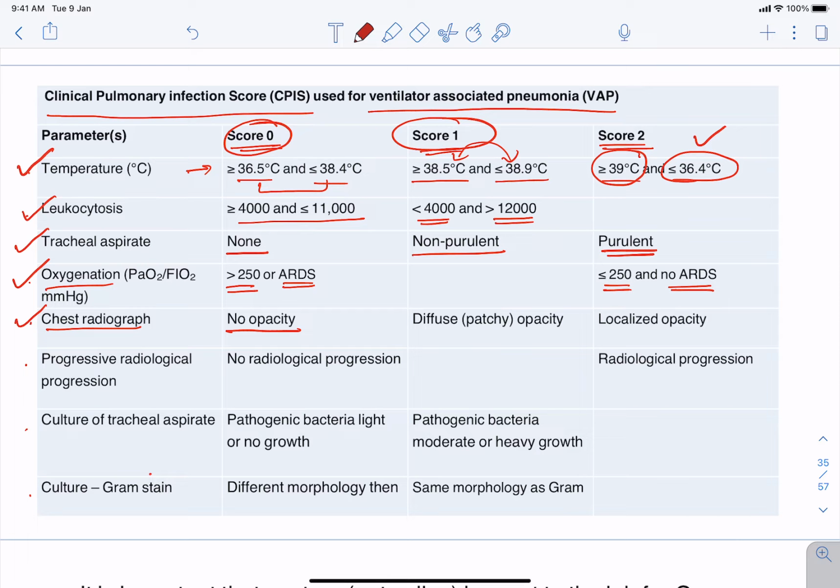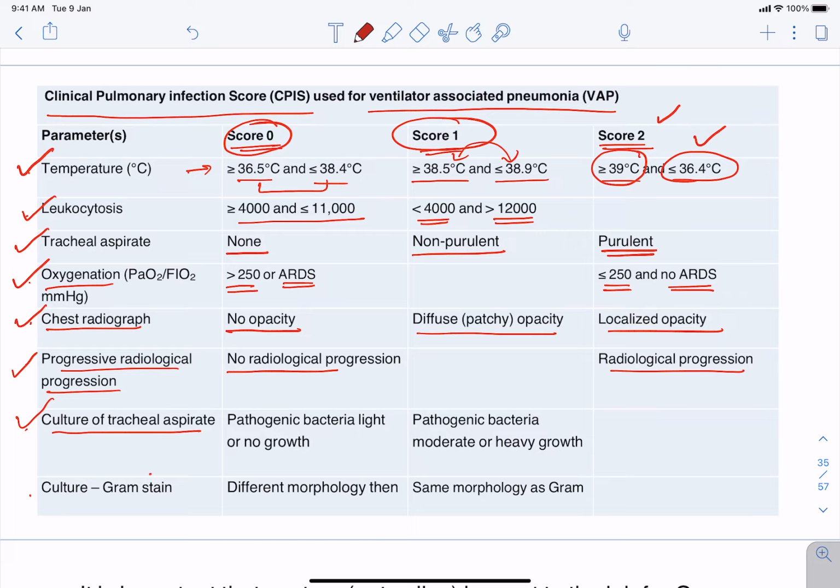Then you have the chest radiograph. If there is no opacity, 0. Diffuse or patchy opacity, score 1. Or a localized opacity, then it is score 2. After that, you have progressive radiological progression. If there is none, that is score 0. And if there is radiological progression, immediately you will give the score 2.